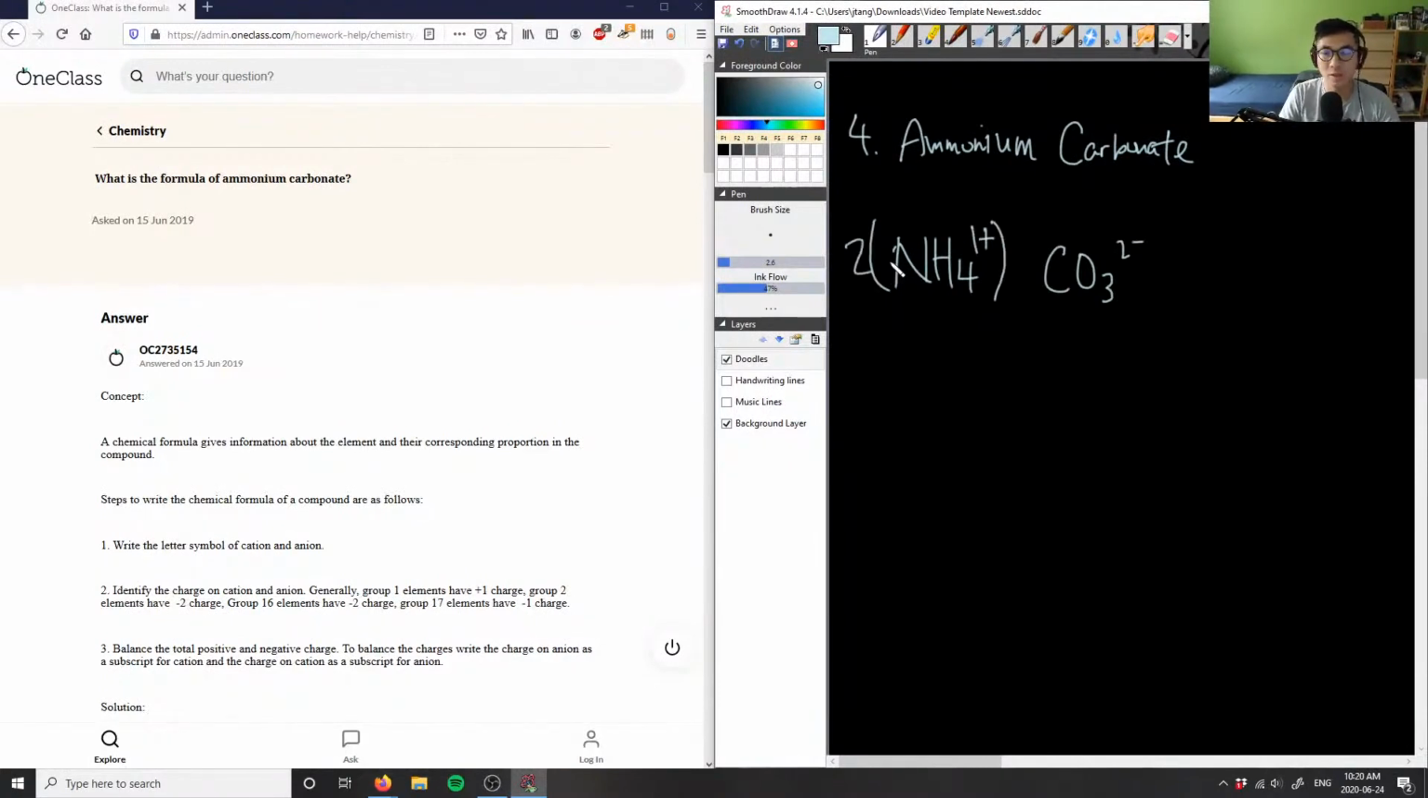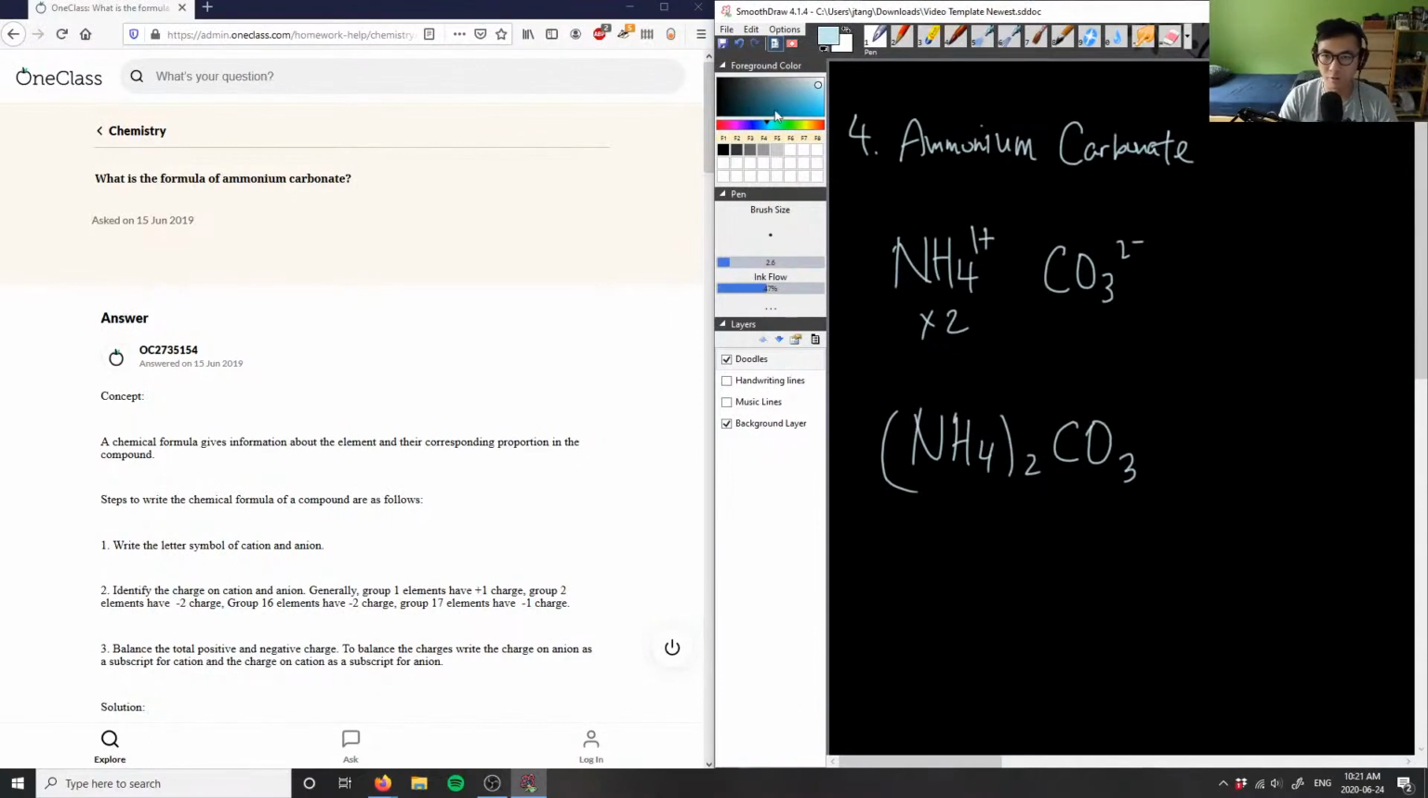I'm going to put two ammoniums onto this, because I'm going to multiply this by 2. So we have a 2+ charge, which balances out this 2- charge, because 2 plus -2 equals 0. So I'm going to need two ammoniums here, which means multiplying by 2, so I have (NH4)2CO3. And this is our chemical formula for ammonium carbonate.